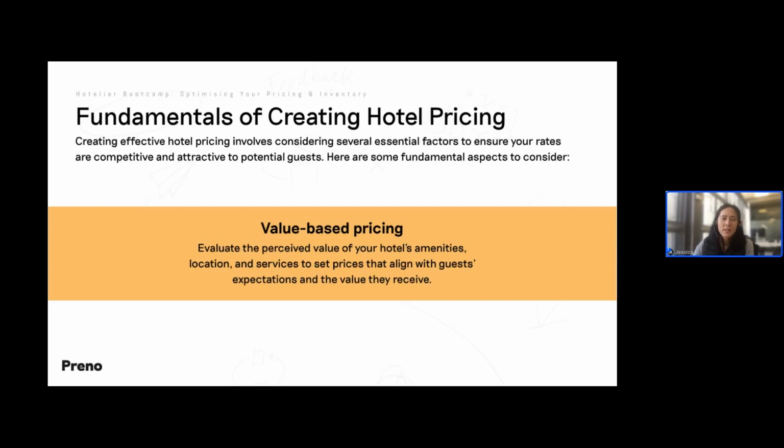Value-based pricing. So this is evaluating the perceived value of your property's amenities, location, and services. For example, if your property is located in the heart of the city, 5 minutes from the cafes and the shops, definitely capitalize on that, make sure the rate reflects that. Or it could be on the other side, where it's in a remote location with peace and quiet. People will pay for that off the grid experience. So make sure your rate reflects that.